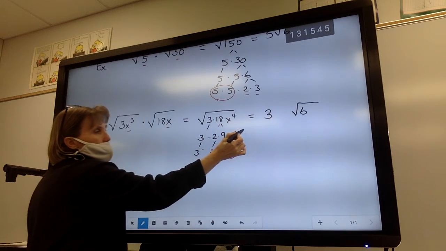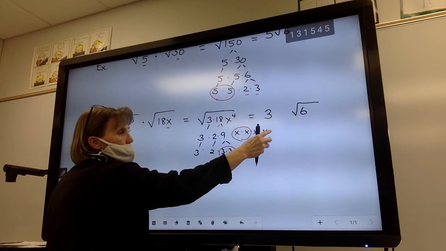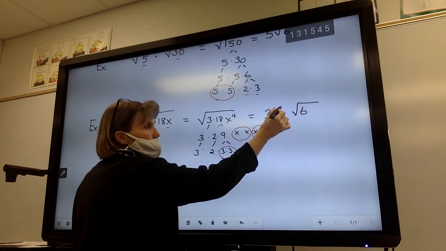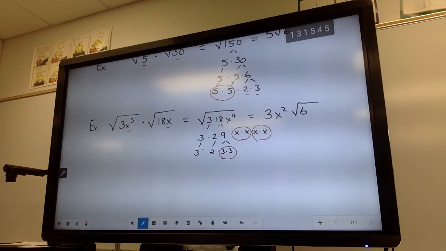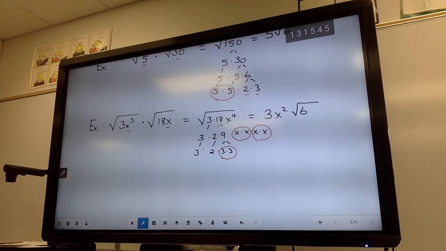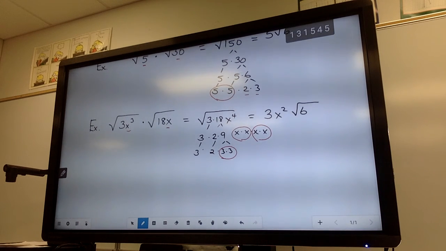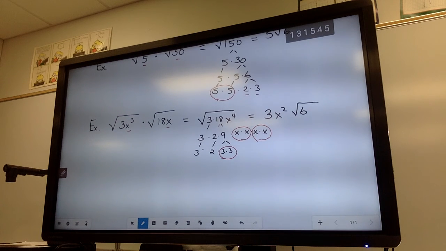That's x times x times x times x. So how many pairs come out? 2 sets of x's. X times x is x squared. And no x's did not get circled. So none of the x's remain under the radical.